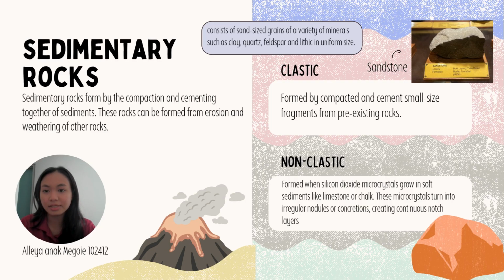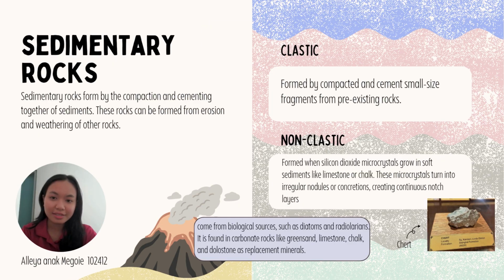Next is non-clastic sedimentary rock. It is formed when silicon dioxide microcrystals grow in soft sediment like limestone or chalk. These microcrystals turn into irregular nodules or concretions, creating continuous layers.